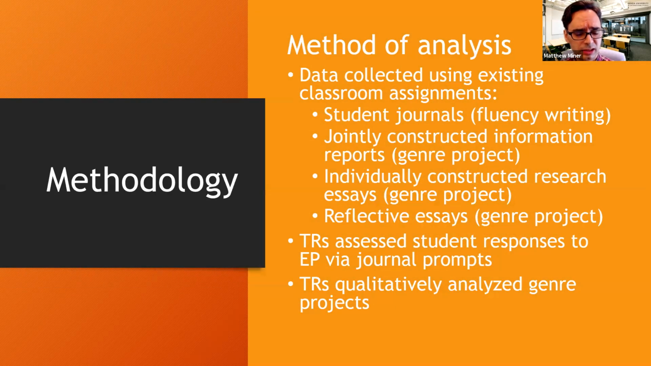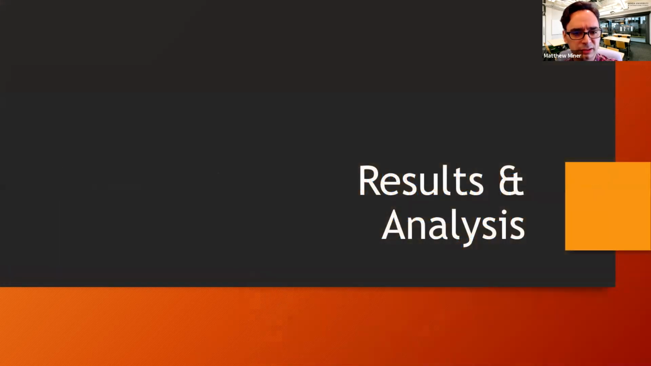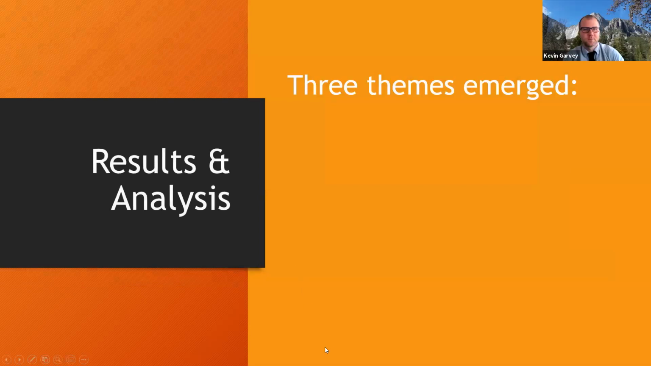Okay, so that is kind of a summary or an overview of what we did in the class. So just to recap, using genres such as information reports and research essays, students self-selected their own language learning puzzles, questions they had or interests that they had about learning English. They did those projects, and then we looked at the results. And I'll turn it over to Kevin so that he can discuss those results. Yeah, thanks, Matthew.